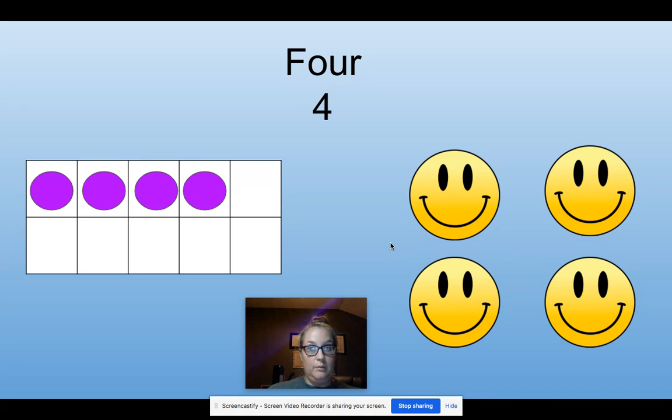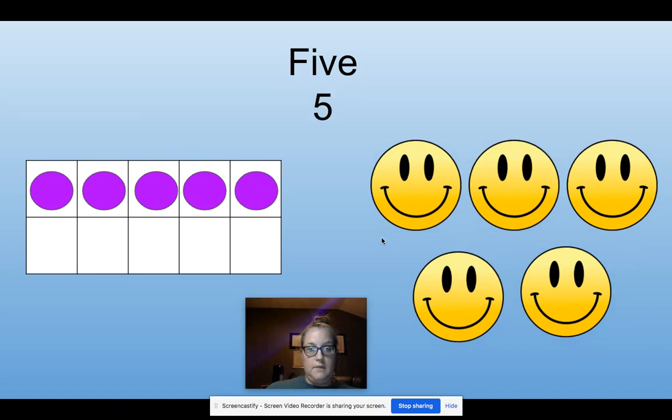We have one more number we're going to look at. What is that number? What do you think it's going to be? So we already did 0, 1, 2, 3, 4. What do you think our last number we're going to look at today is going to be? If you said 5, you are correct.